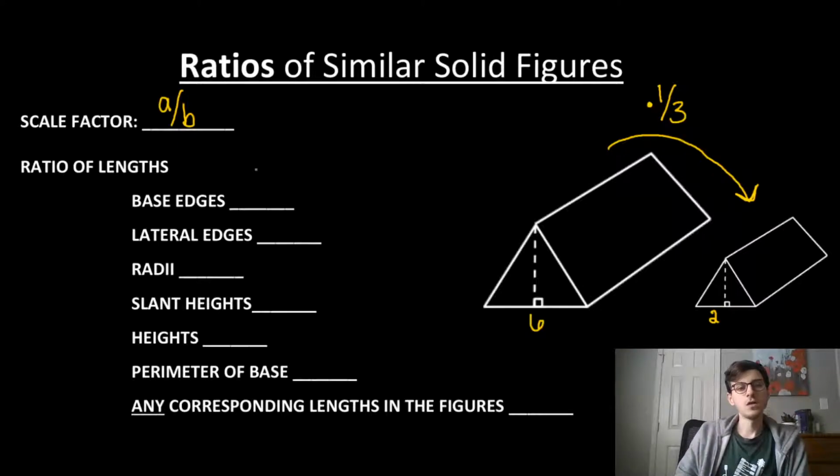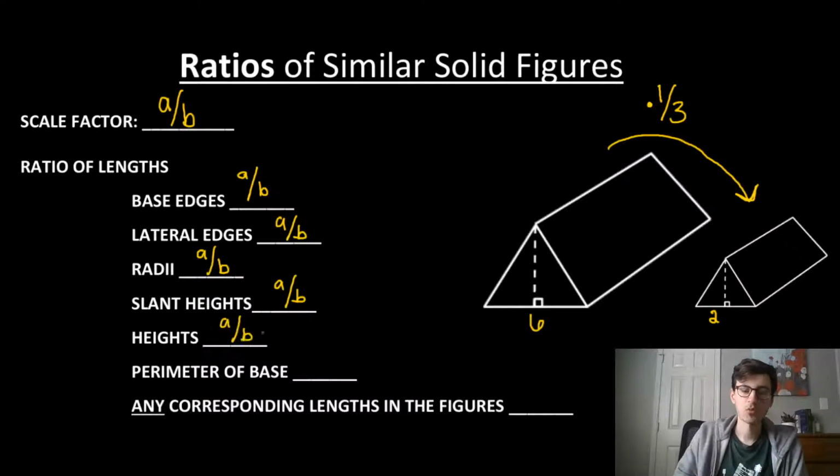Okay, so the ratio of the lengths is always, no matter what, A over B. If it's a base edge, it's A over B. A lateral edge, so any edge of the base is A over B. Any edge of these rectangles is also A over B. If we were to have something like a cone or a cylinder, the radius would be A over B. Slant heights, A over B. Heights, A over B. Perimeter, still A over B. So any corresponding lengths in the figures are A over B.